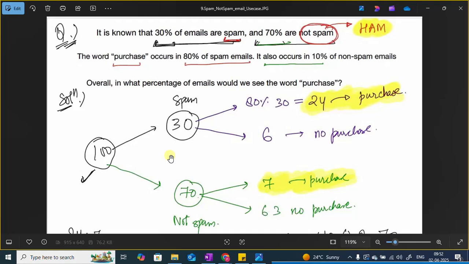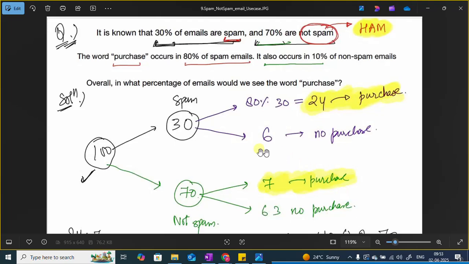Now the next part: it also occurs in 10% of not spam emails. Not spam emails are 70. 10% of 70 mails contain the word purchase. How much is that? 10% of 70 means 7. So 7 mails contain purchase. Now what is the remaining? 70 minus 7 is 63 emails that do not contain the purchase word. Are you getting my point?